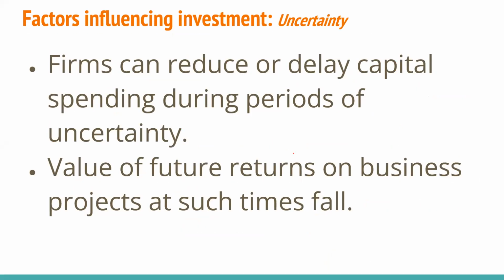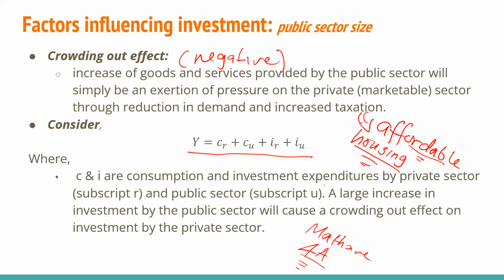And basically, I don't want to get into the details of this equation, but it basically shows that when you talk about investment by the public, consumption by the public, and private investment, a large increase in investment by the public sector normally ends up crowding out investment by the private sector. So they'll basically not be able to get adequate avenues to invest their capital.